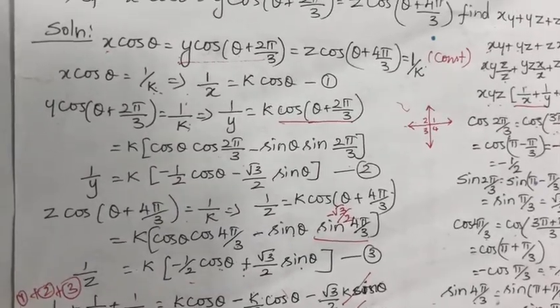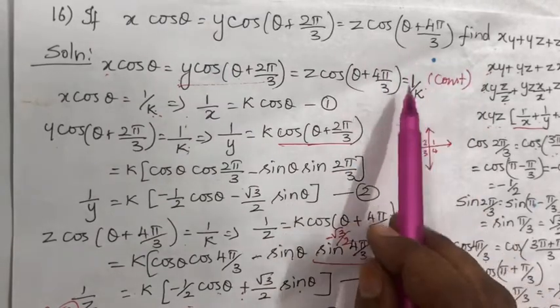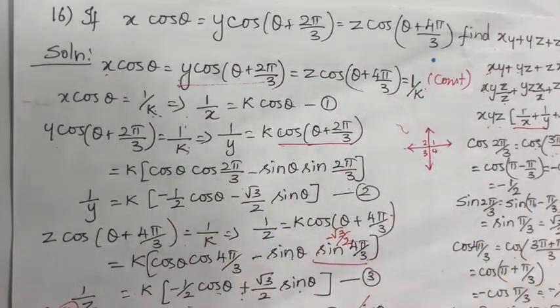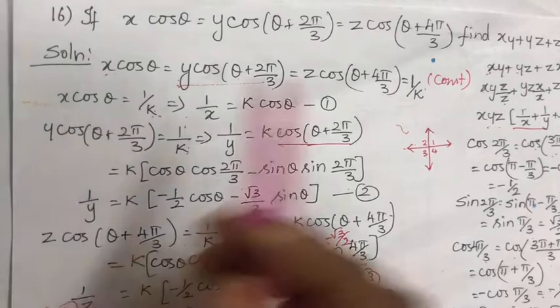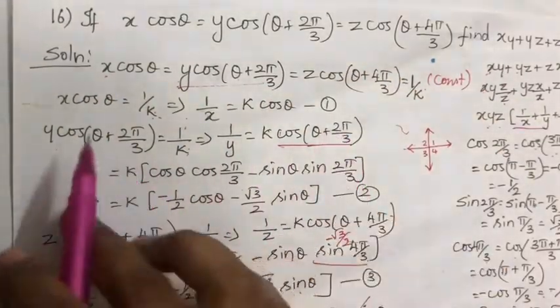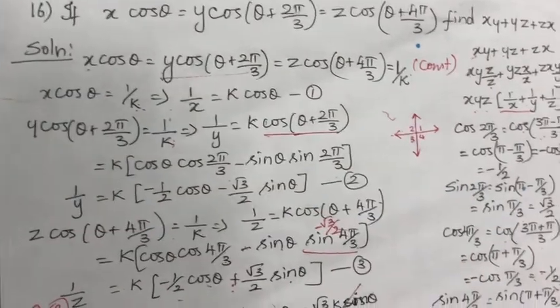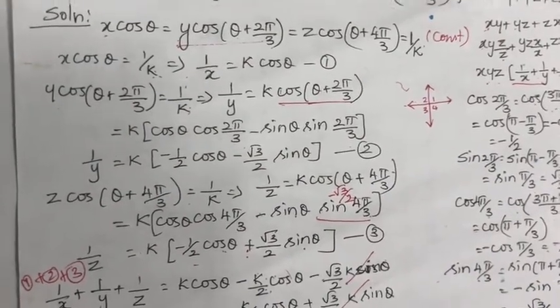So we are equating these three values to some constant 1 by k. Then separately we are equating this to 1 by k and finding the value of 1 by x, 1 by y and 1 by z. And then we have to add all the three equations. Okay.